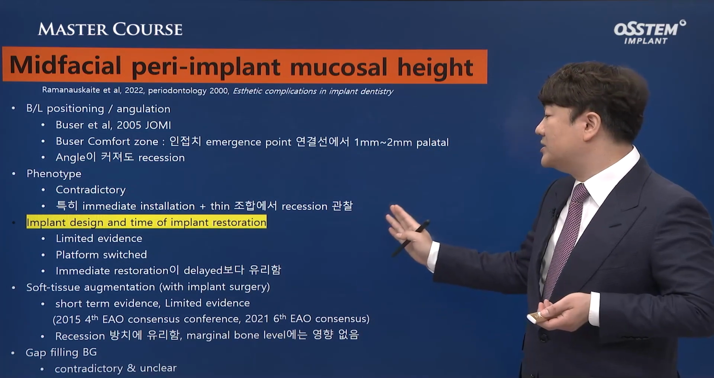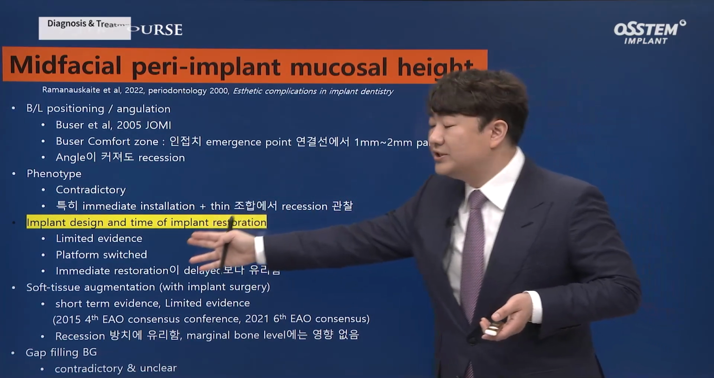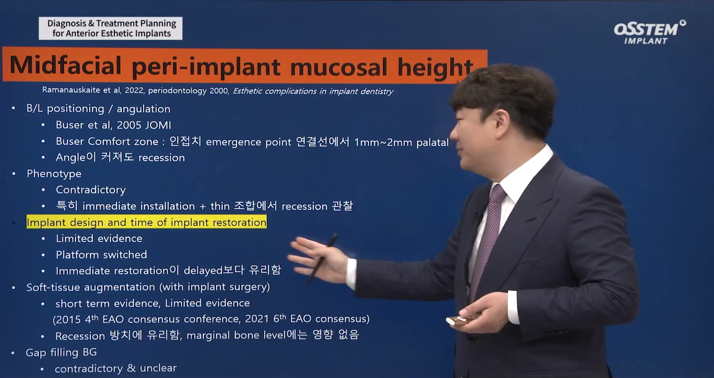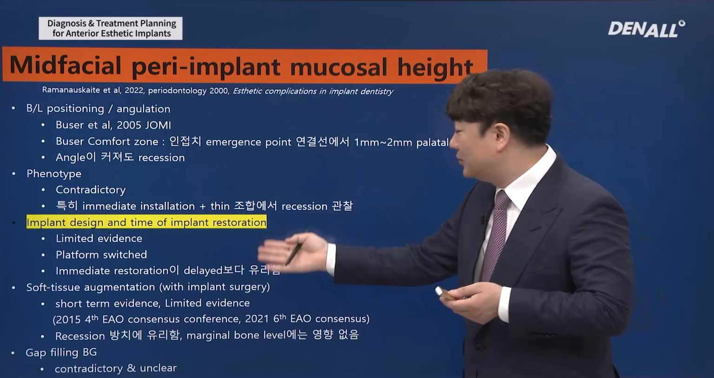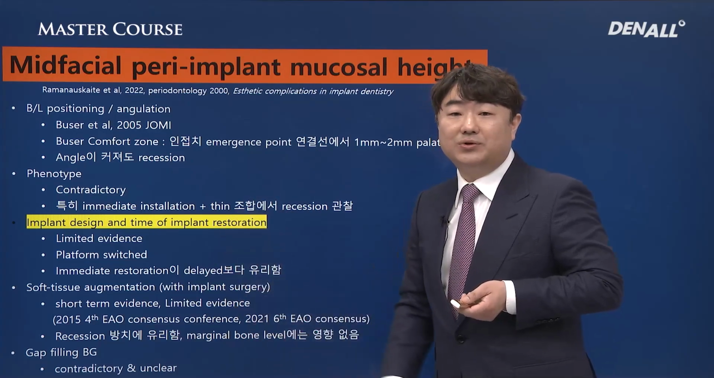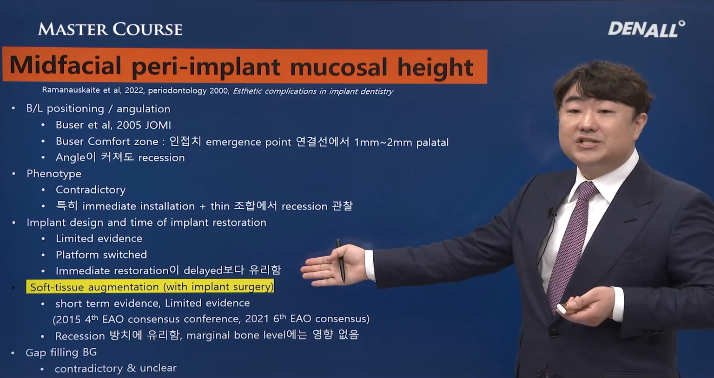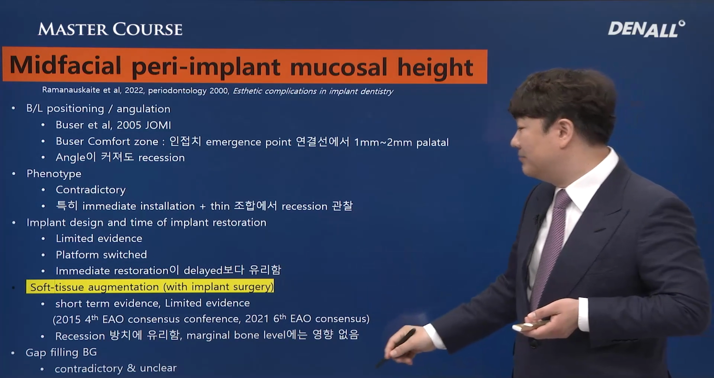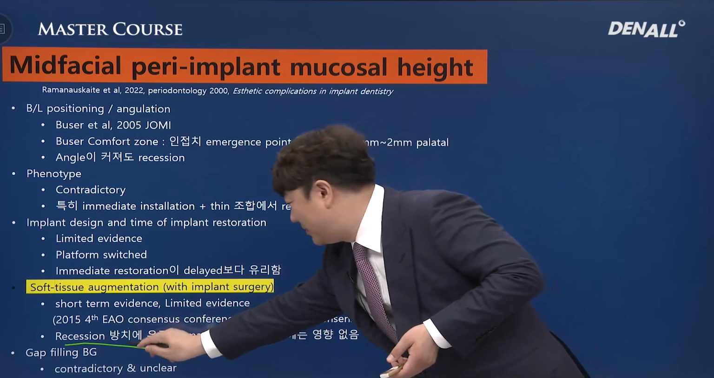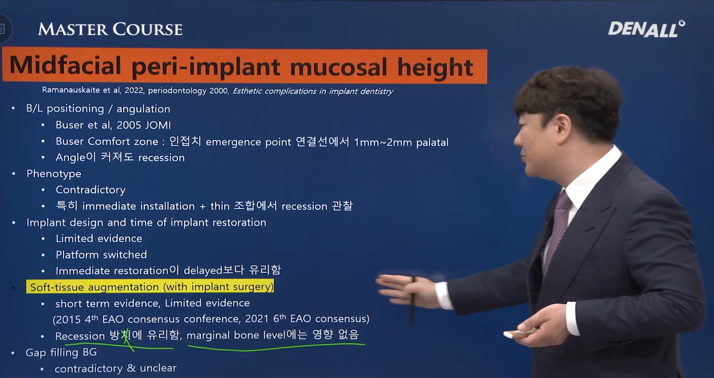Regarding implant design and time of prosthesis loading, limited evidence suggests that platform switching designs like KS or TS type offer advantages. Also, immediate loading tends to preserve the gingival margin better than delayed. Soft tissue grafting during implant surgery helps prevent recession, but it does not affect the marginal bone level. Similarly, evidence levels are not high.